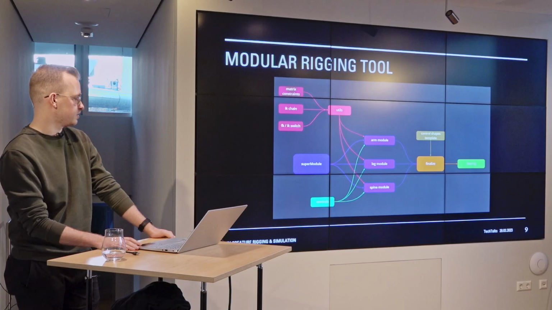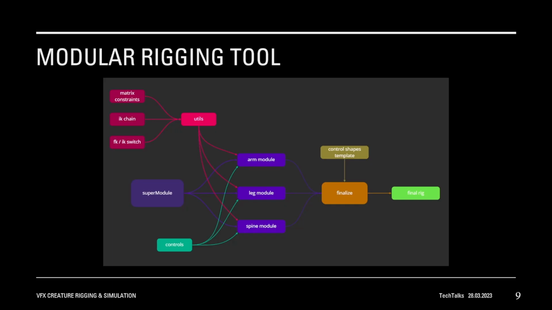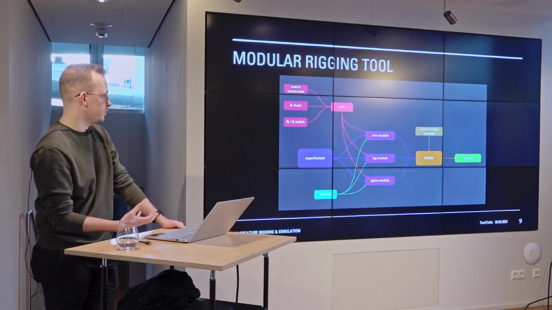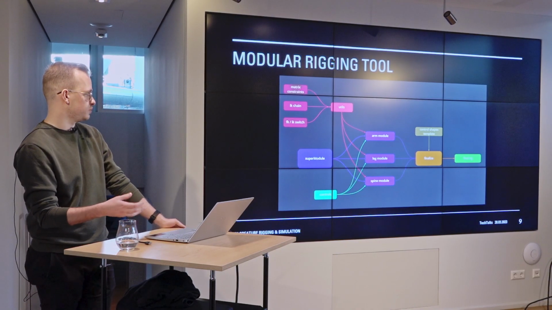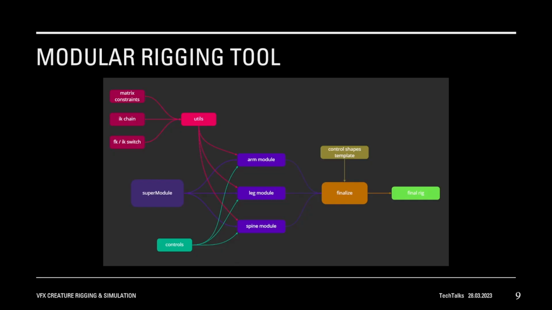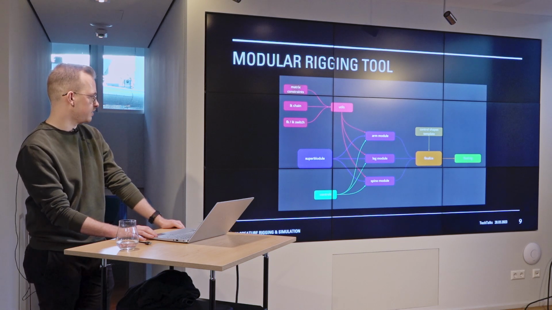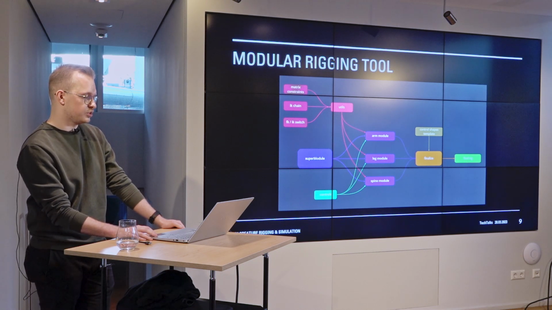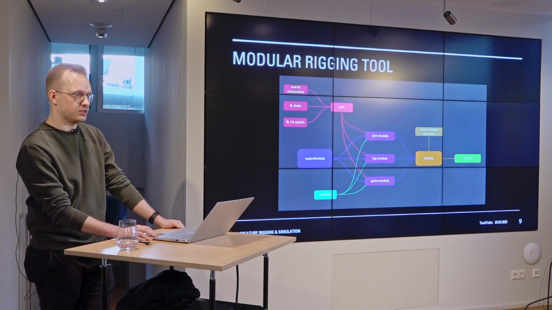For that, I've created a super module. It's basically the base class, and every module inherits the base structure of the super module, and then the specific things for the rig module get added via the util script, which is just a Python file with a lot of utility functions, for example, for matrix constraints, IK chains, FK, IK switch, and so on, which is shared between all modules. Also, I have another Python file for the controls, which includes the main curve commands of different control shapes, so that you can access them quite easily.